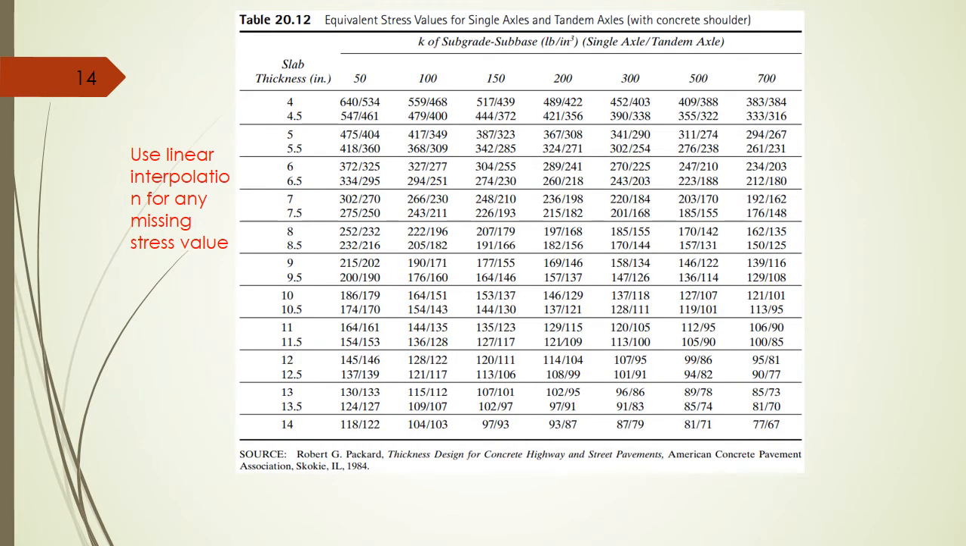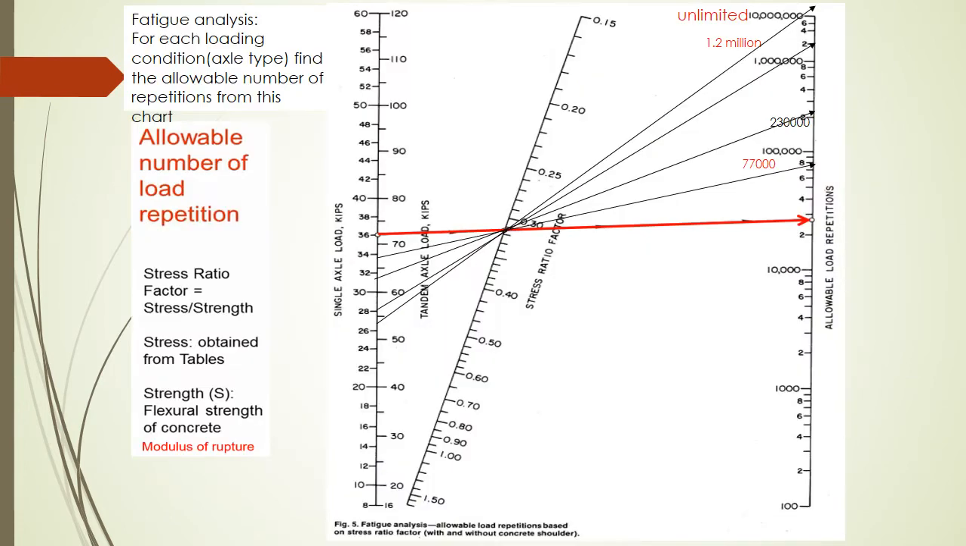التيبل ده زي اللي فات بالظبط، لكن وأنا مستخدم كونكريت شولدر، فلازم تبقى عارف انت داخل في انهي تيبل. طب التيبل ده أو الجراف ده بستخدمه عشان أحسب ال allowable load repetitions. اقرا كده تحت: fatigue analysis allowable load repetitions based on stress ratio factor with and without concrete shoulders.